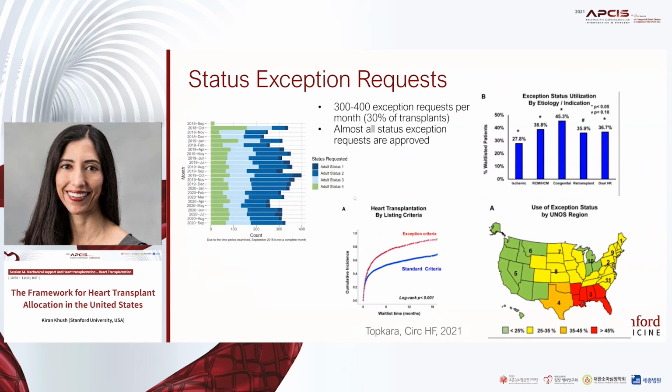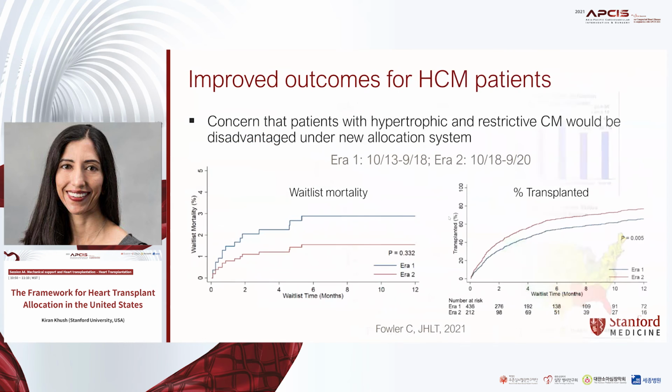Unfortunately, where the new system has not had as much success is in reducing the number of status exception requests. Currently, we still have 300 to 400 exception requests, which are about 1/3 of all transplants, and almost all of them are approved, although this does vary a little bit from one region of the country to the next.